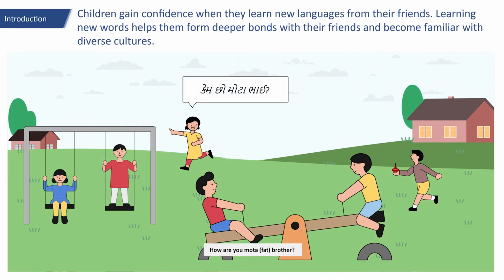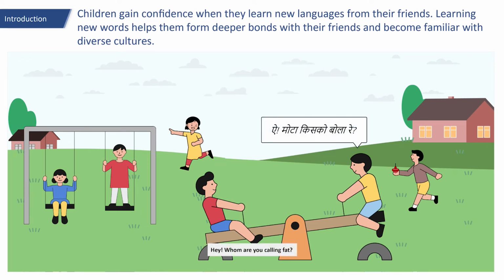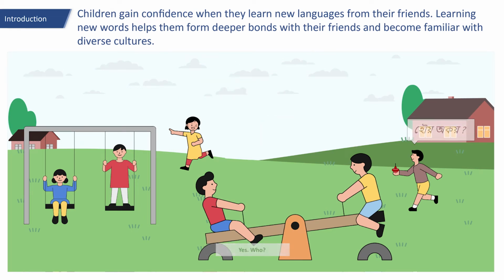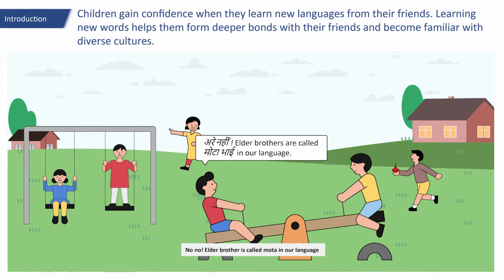केम छो मोटा भाई? ए मोटा किसको बोला रे? हो ये कोई? अरे नहीं, elder brothers are called mota bhai in a language.